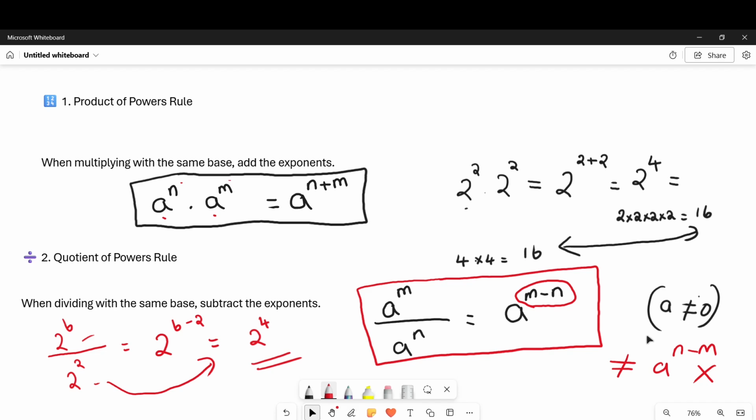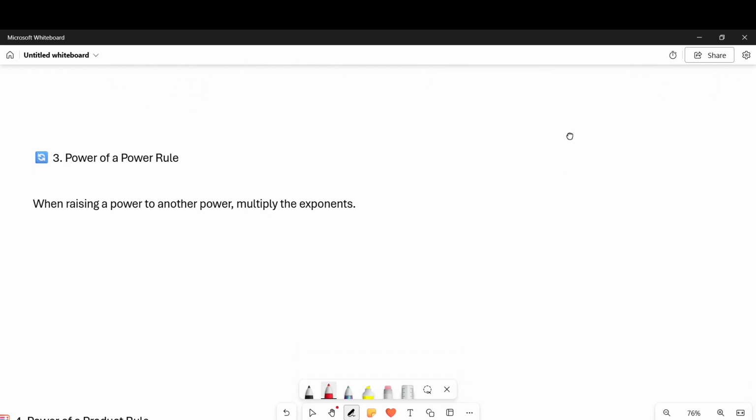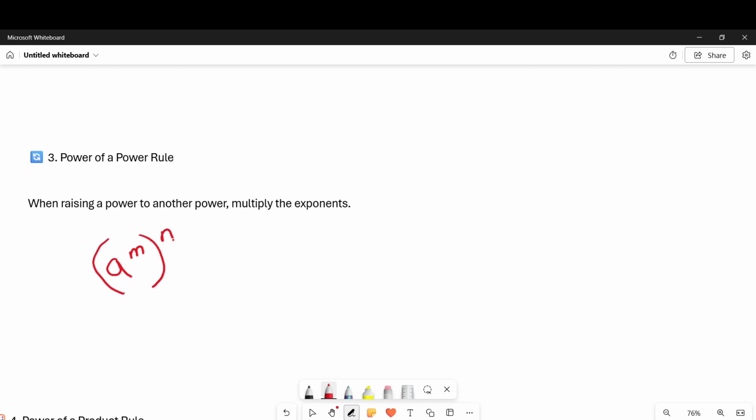Okay, so moving forward, the third one is the power of a power rule. What is the power of a power rule? When raising a power to another power, multiply the exponents. So let's see this. Here the base a has a power m, and the whole thing has the power n. This is how the definition says.